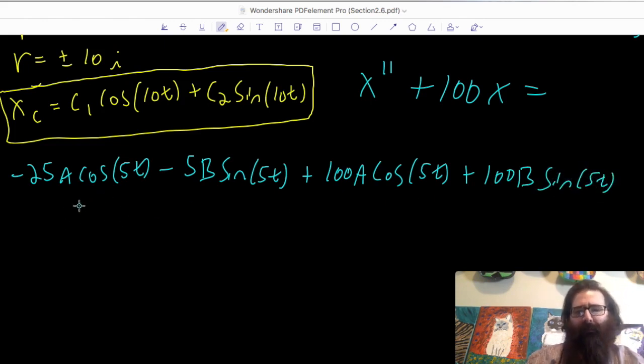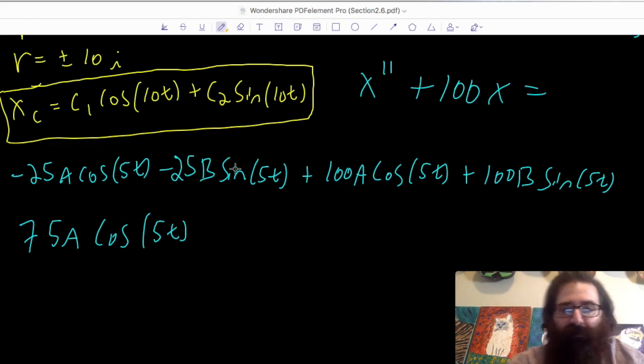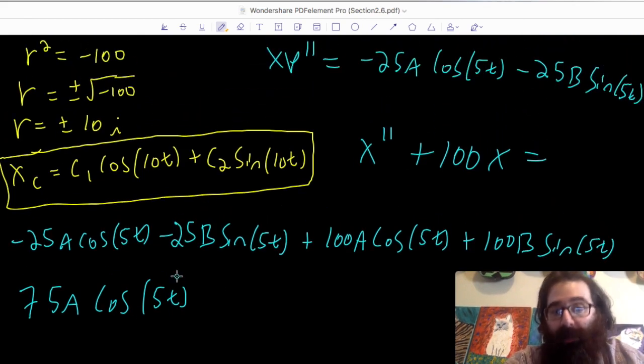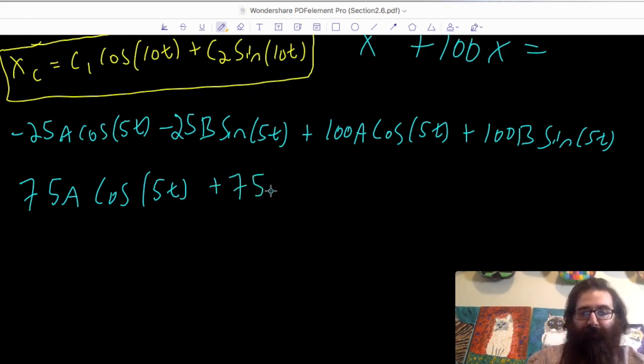Now let's combine the like terms. So on cosine of 5t, I have 100a minus 25a, so that's 75a cosine 5t. And on sine of 5t, same idea, 100b minus 25b is going to give me positive 75b sine of 5t. Sorry for that typo there.